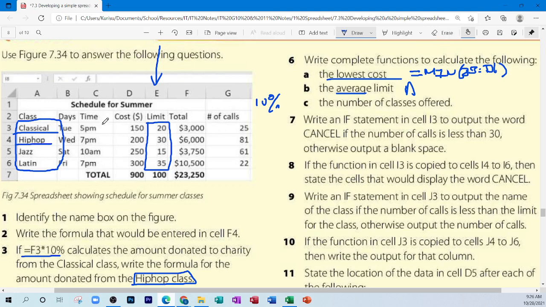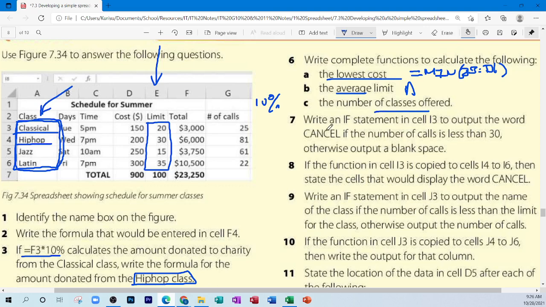But basically you could have used any one of the ranges. Any one would have worked, because it's the same amount going across. So you could have counted cost, you could have counted number of calls, because remember count counts how much data is in the cell. So any one of the counts would have worked, but COUNTA would have been the more realistic one, because it's asking for the classes, and it would be best to count those classes. Good.